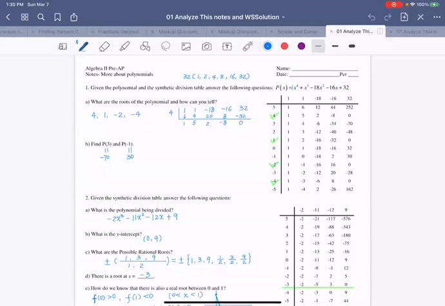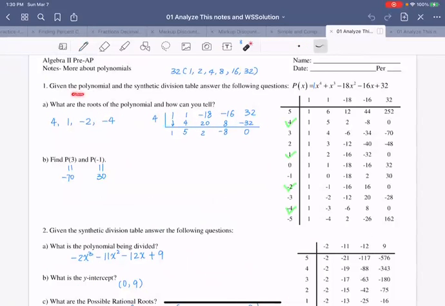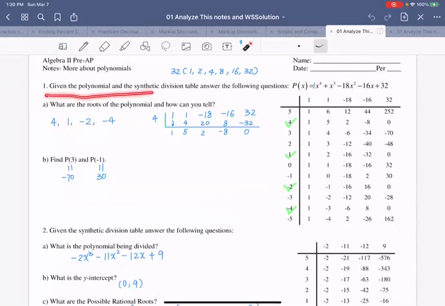We started to learn polynomials and synthetic division last week, and today we are going to have more hard questions. First, let's see here. This is a polynomial, and they already give you the synthetic table. We can show this one as an example, okay?